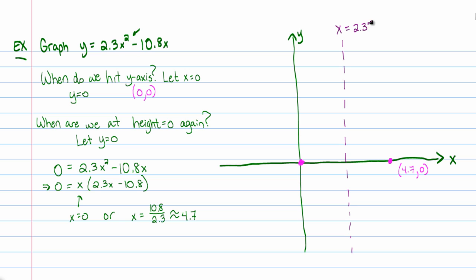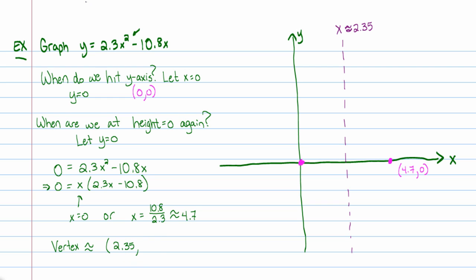2.35. That's very roughly. We've approximated that value. But still, it's okay, because I now know my vertex is approximately, I'll write that in, vertex is approximately 2.35 is the x value. And now I just need to find the y value.